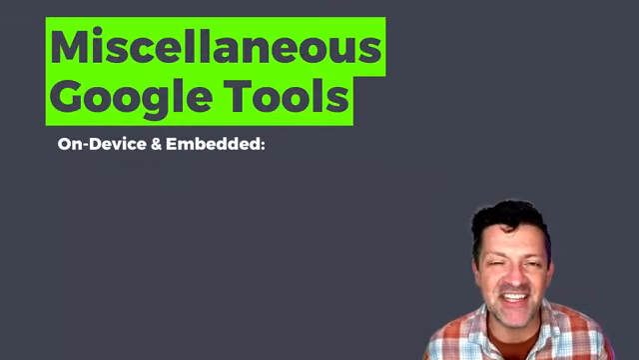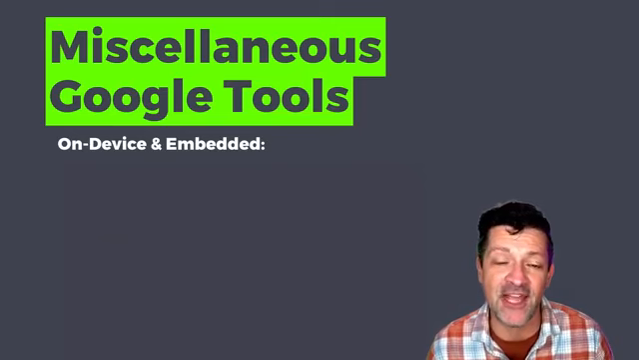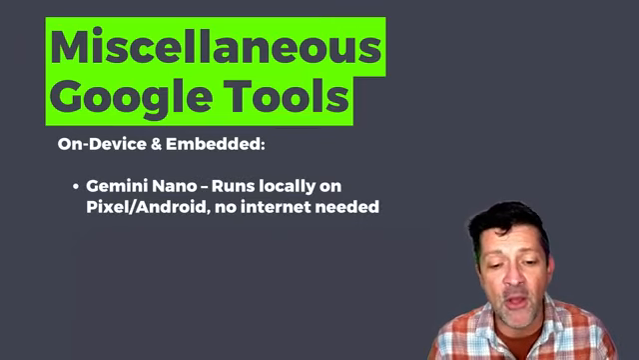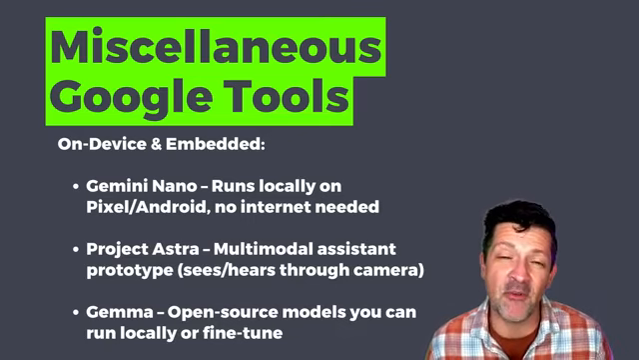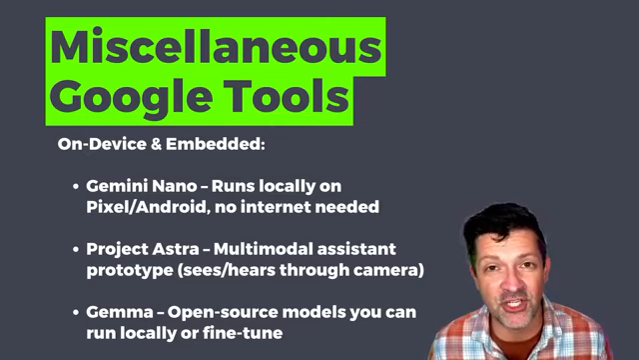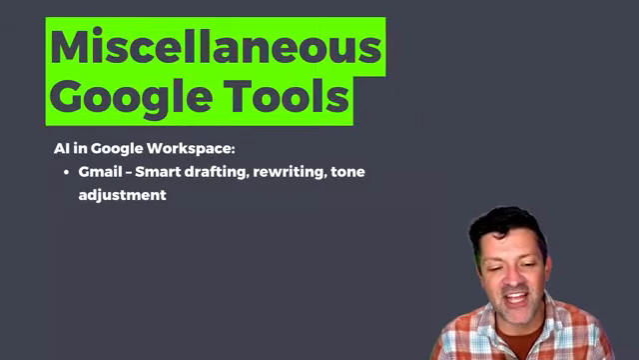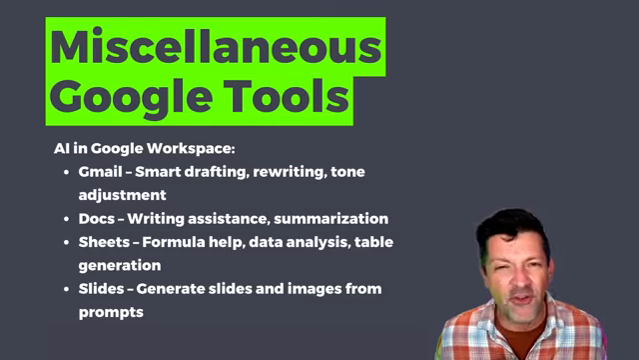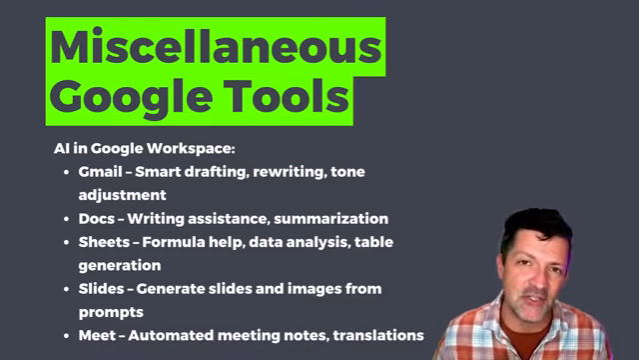Now into the miscellaneous section, there are a few very small AI models that Google has rolled out. These are called Gemini Nano, Project Astra, and Gemma. These can be useful if you're experimenting with things like Raspberry Pi or building different iPhone apps because they can run locally on small machines. Of course, now Gemini is embedded in Google's Workspace with Gmail, Docs, Sheets, and Slides, all with fairly different functionality, so make sure to keep experimenting with that as that continues to improve.